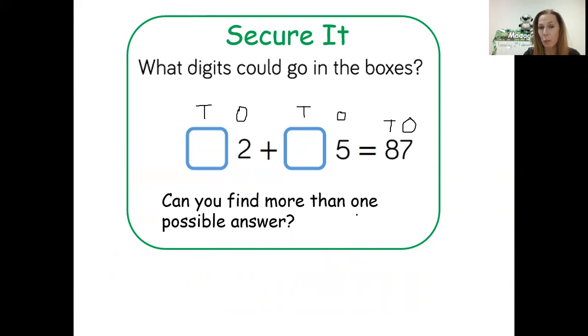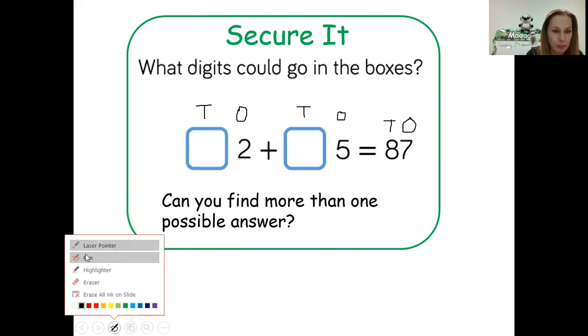So it says here, can you find more than one possible answer? So you can use your apparatus to try and break it up in different ways to find all the different ways of making 87. But remember, it has to make 87 altogether. You can't have more and you can't have less. Okay, so that's a little bit of a clue for tackling that one.